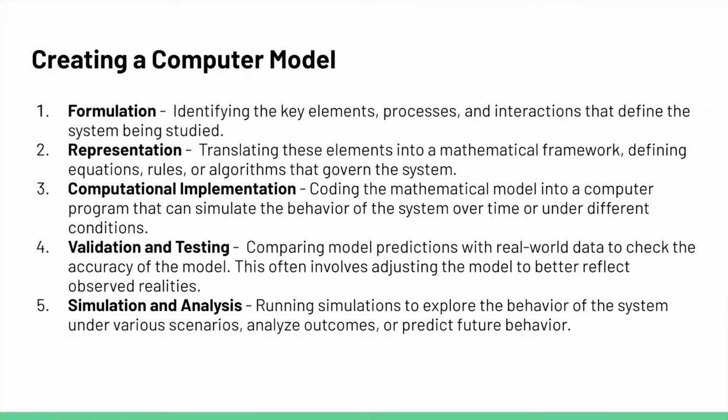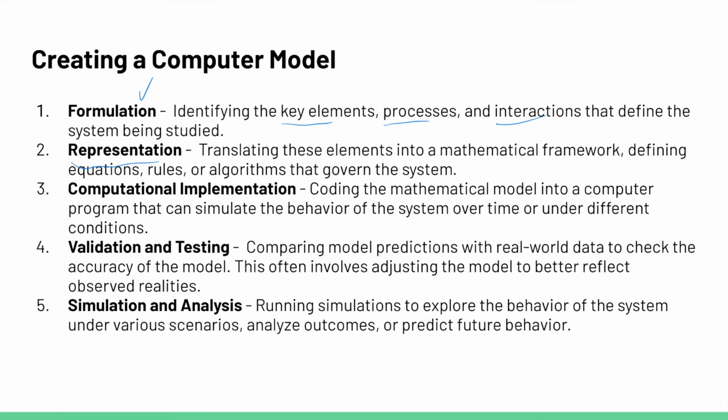Now there are some steps in creating a computer model that we need to know. You may not specifically be asked about these on the IB exam, but I chose to present this because this is basically how most questions surrounding computer modeling are structured on the exam. The first part of creating a computer model is formulation. So we're identifying the key elements, processes, and interactions that define the system being studied. And in most questions, you're going to see this as the first paragraph of the question.